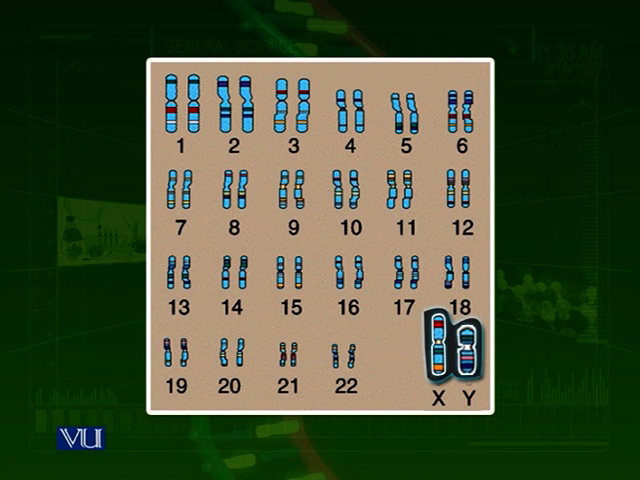Just one pair, as you can see in the last pair in the right corner down, has an X and a Y. This XY pair is the only set that is different in human males and females. Males have a set of XY. So in this pair, the chromosomes are not homologous. They are not alike. Y is different from X. But in females, this is again a homologous pair, which makes XX. So in females, all the pairs are homologous, but in males, one pair is not homologous.